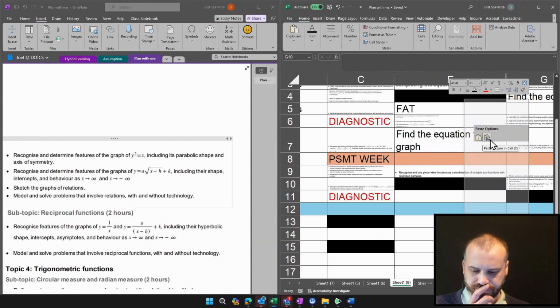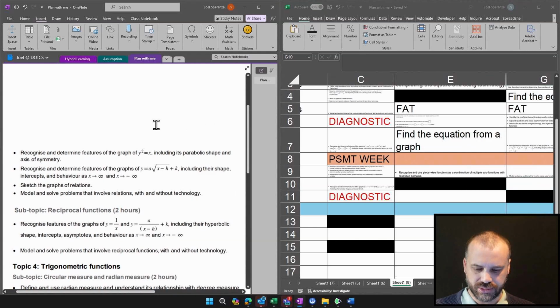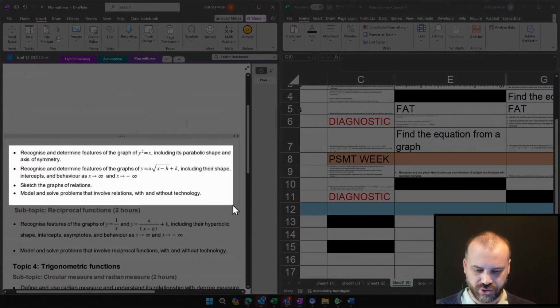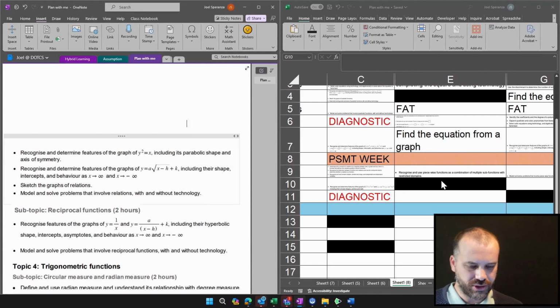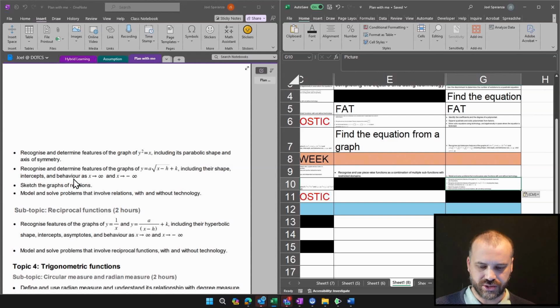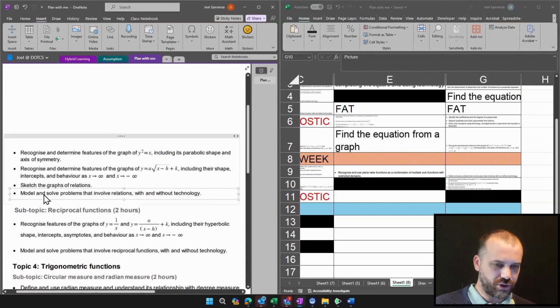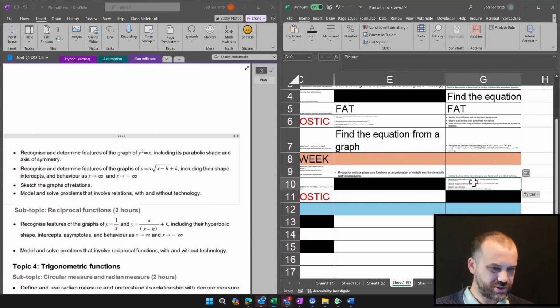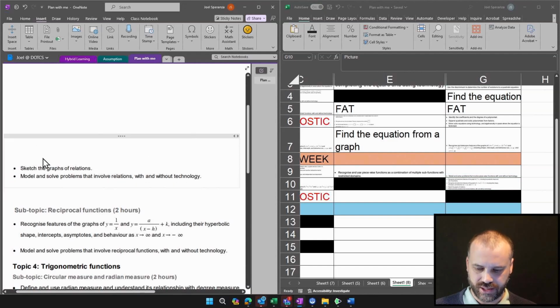Oh, wait. I think model and solve problems involving relations would be totally fine here. It feels like, are you really doing a great deal of modeling problems here? I don't really think so. So a whole lesson devoted to modeling and solving using relations doesn't make sense. I think we just treat that as extension questions to the sketching we're already doing. So I think we can get rid of that.